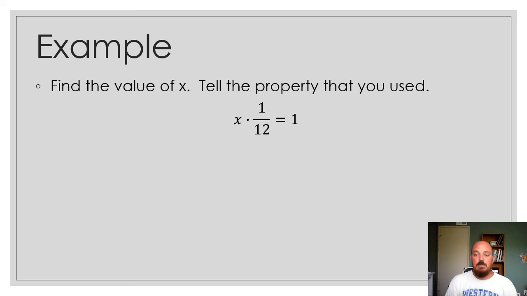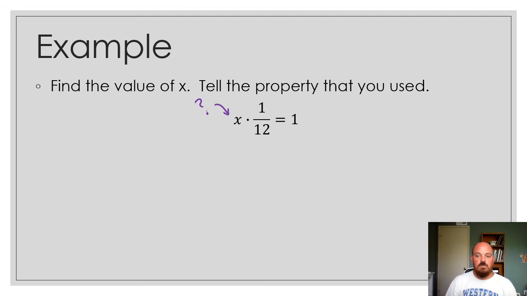Now, here's the other type of question you guys are going to see in the homework today. It says, find the value of x, tell the property that you use. Now, we're not solving for x. We're not quite there yet. We will do a lot of solving for x this year. But right now, we want to use properties and see if we can figure out what x is. So x is my variable. That's some number. I don't know what it is. I'm trying to figure out what this is right here. I'm multiplying it by 1/12. And the answer is 1.